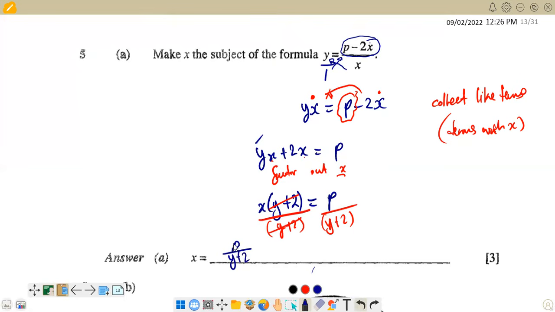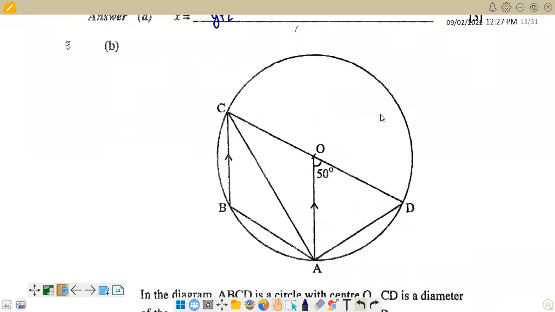Okay, so this is p here. Take note, this is p over y plus 2. So that's how you simply solve for x, like under change of subject. Change of subject is actually solving for x, but you're solving for x using unknown values, not like you're actually finding the exact value of x. No, it's not like that. Okay.